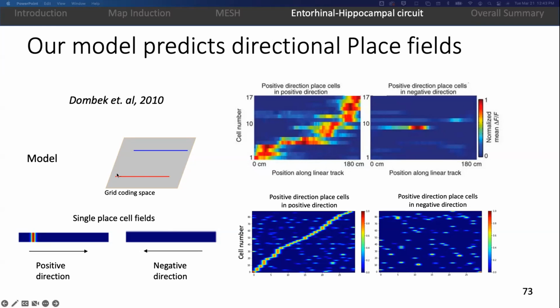So in our case, we are encoding these 2 trajectories as separate routes in the grid coding space. And this is just a sample place cell from the model, which fires only in the positive direction and doesn't really fire in the negative direction. And we also get similar place cell statistics.